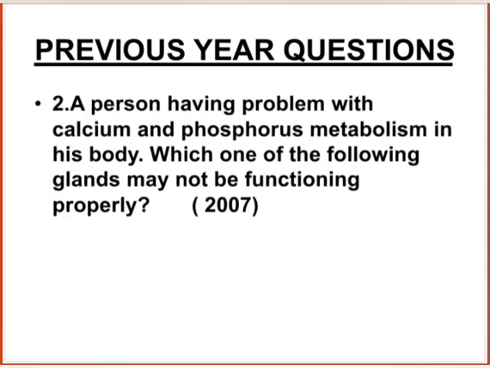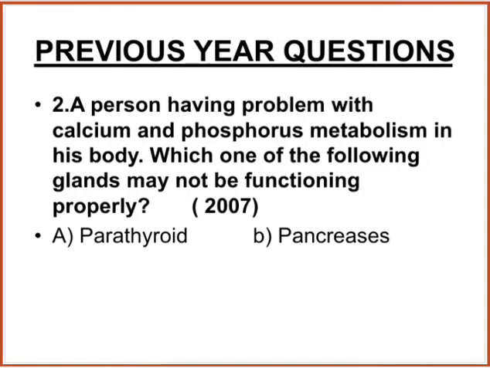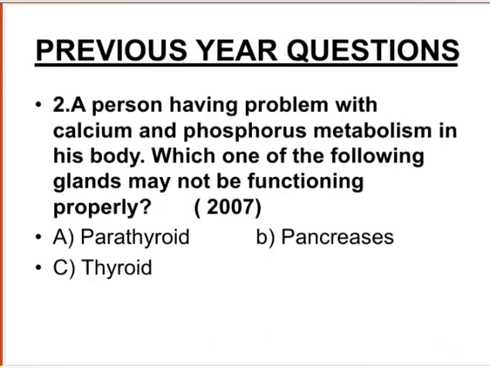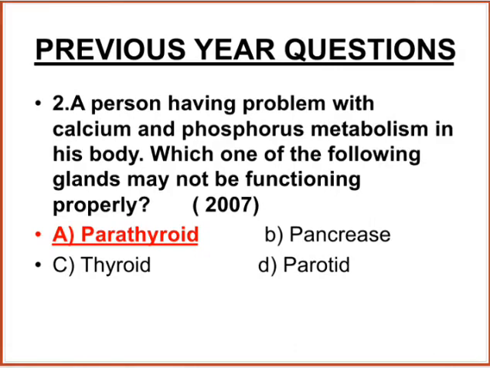Question number 2, 2007 NEET question. A person having a problem with calcium and phosphorus metabolism in his body. Which one of the following glands may not be functioning properly? Option A, parathyroid gland. Option B, pancreas. Option C, thyroid gland. Option D, parotid gland. We already discussed that the calcium and phosphorus quantity in the blood, or metabolism in blood, is maintained by the parathyroid gland. So the correct answer is option A, parathyroid gland.